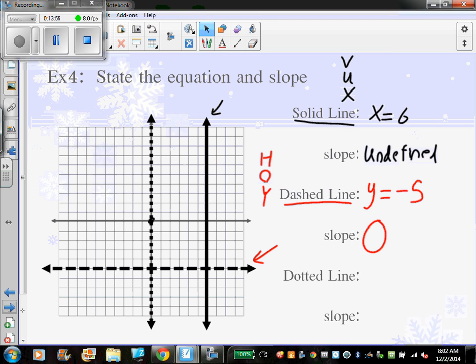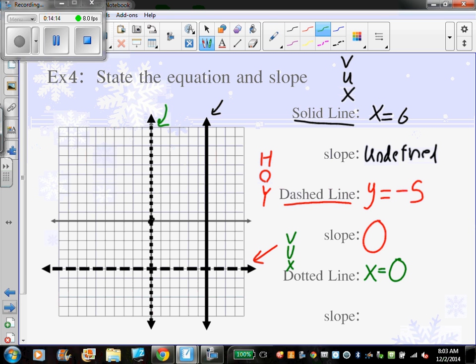And lastly, the dotted line, right here. We see it's a vertical line, so we're going to use vux here, since it is a vertical line. Which means it's going to be x equals something, and the x value at that point is 0. So that's line x equals 0, and we know the slope is undefined.